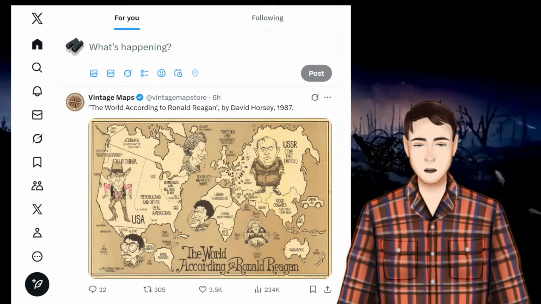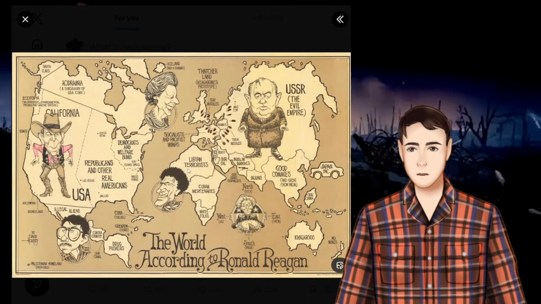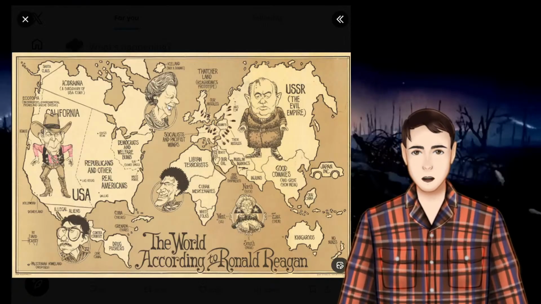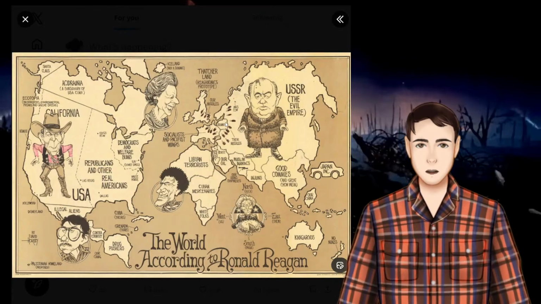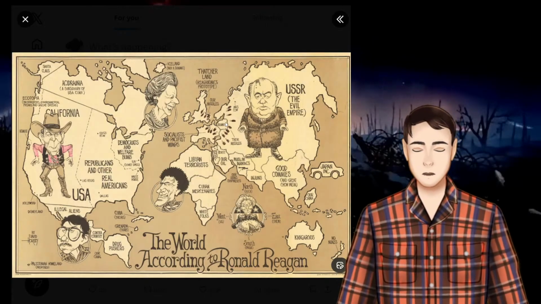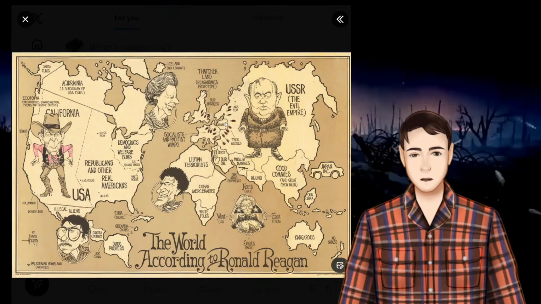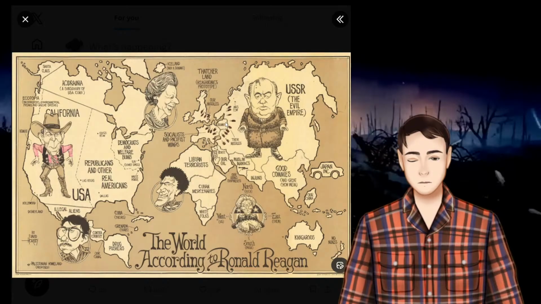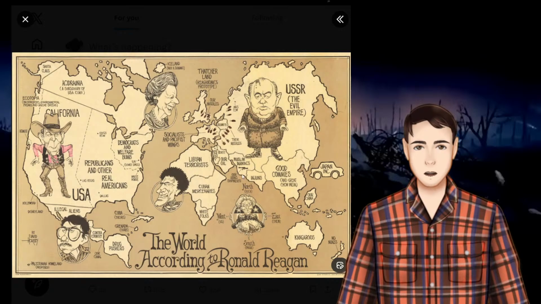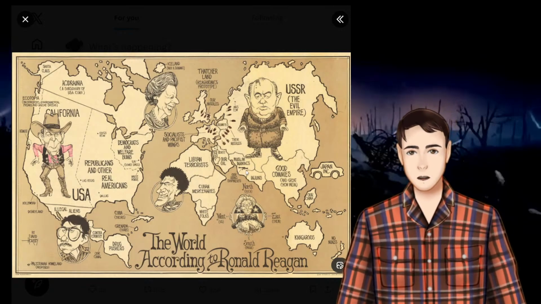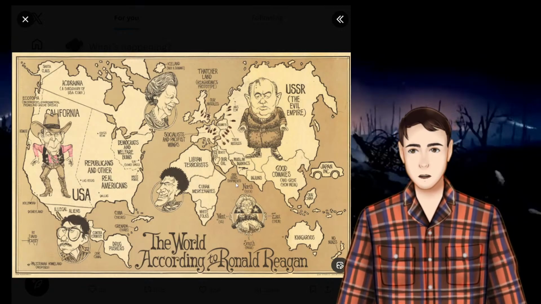World according to Ronald Reagan by David Horsey, 1987. So you have Thatcher, socialist and pacifist wimps for the rest of continental Europe. Our missiles, their missiles, solidarity. Oh, with the Baltics, because they were trying to put the Baltics within the Union of Soviet Socialist Republics, unlike Poland, Hungary, Czechoslovakia, and whatever. Bulgaria. Muslims and maniacs. Okay, with a gun. Our arms shipments. Oh yeah, that's right.